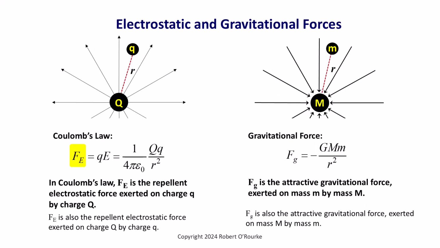Coulomb's law says that the force between charges capital Q and small q varies by the inverse of the square of the distance r between the two charges. Similarly, the gravitational force between masses capital M and small m varies by the inverse of the square of the distance r between the two masses.